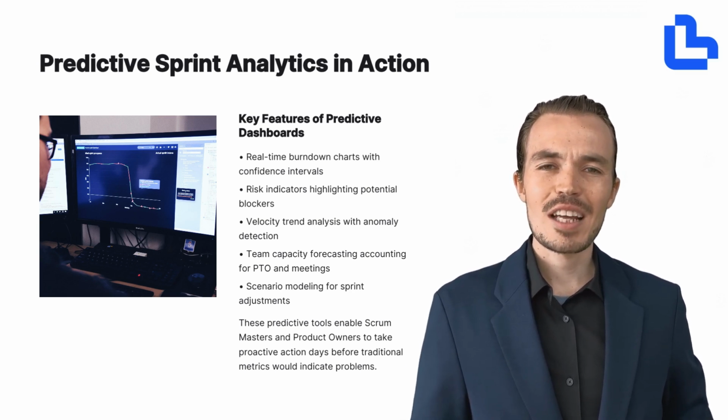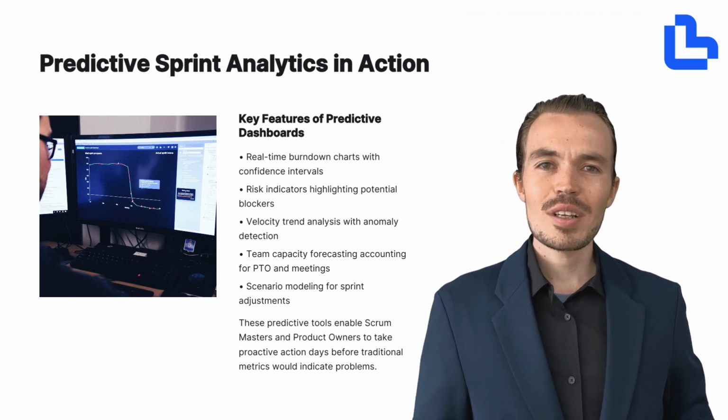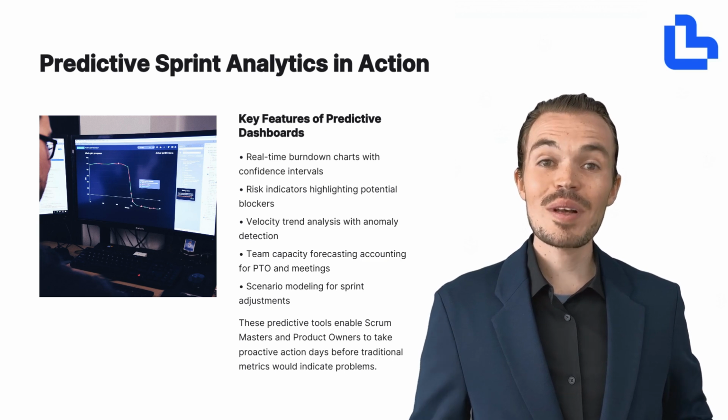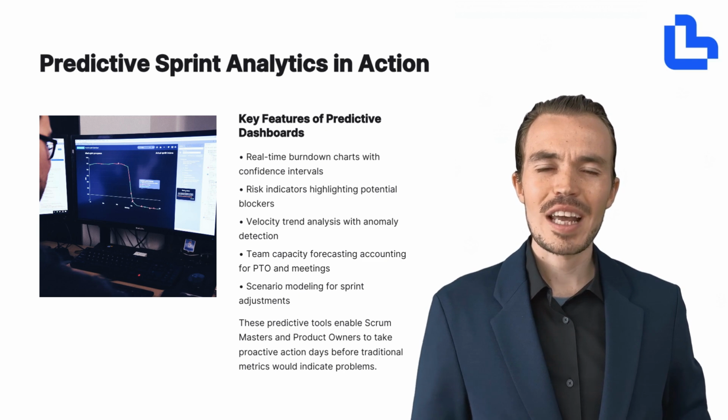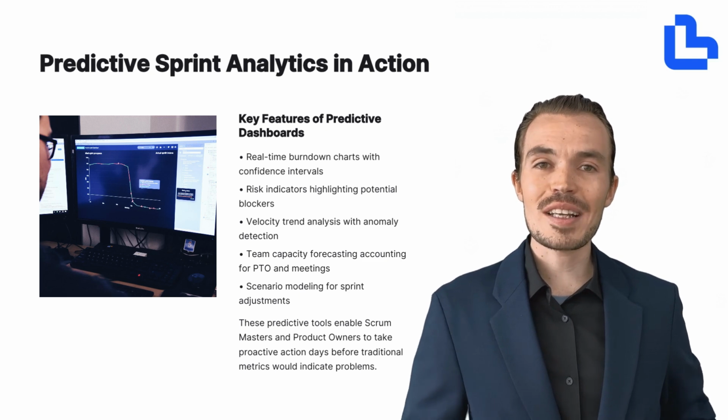Now that we've explored the theory behind predictive analytics, let's see what it looks like in action. Modern AI-powered dashboards bring together a suite of features that give Scrum Masters and product owners a real-time pulse on sprint health. One of the most impactful tools is the real-time burn-down chart with confidence intervals. Instead of a single line, you get a range that reflects the uncertainty and variability in your sprint progress, helping you plan with more realism.